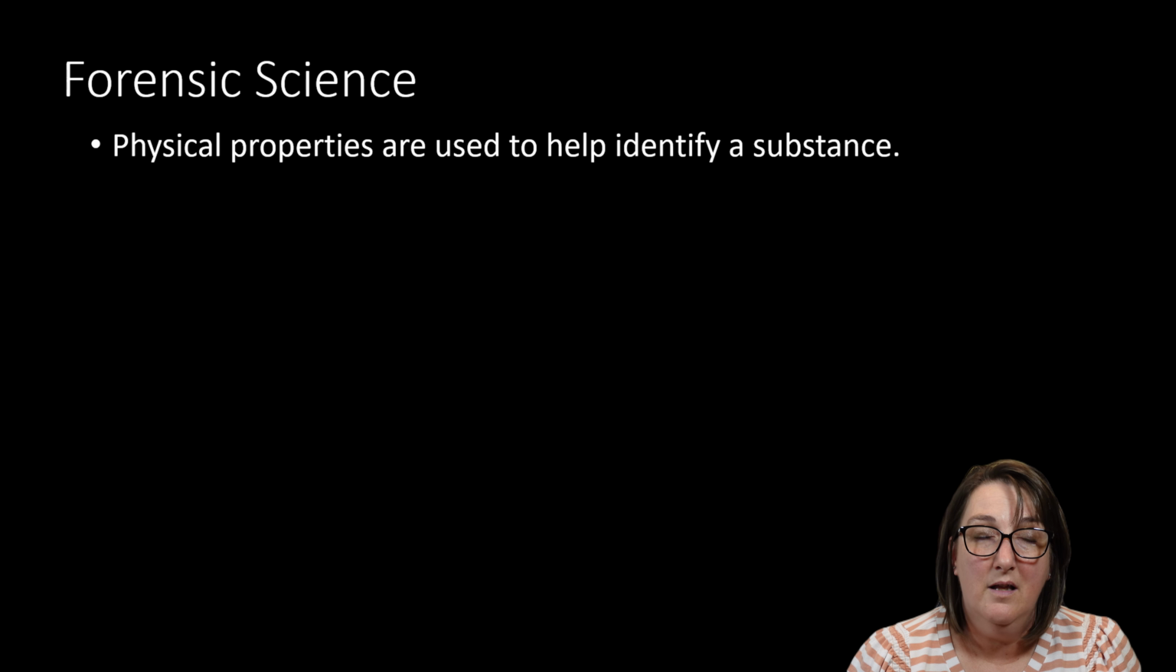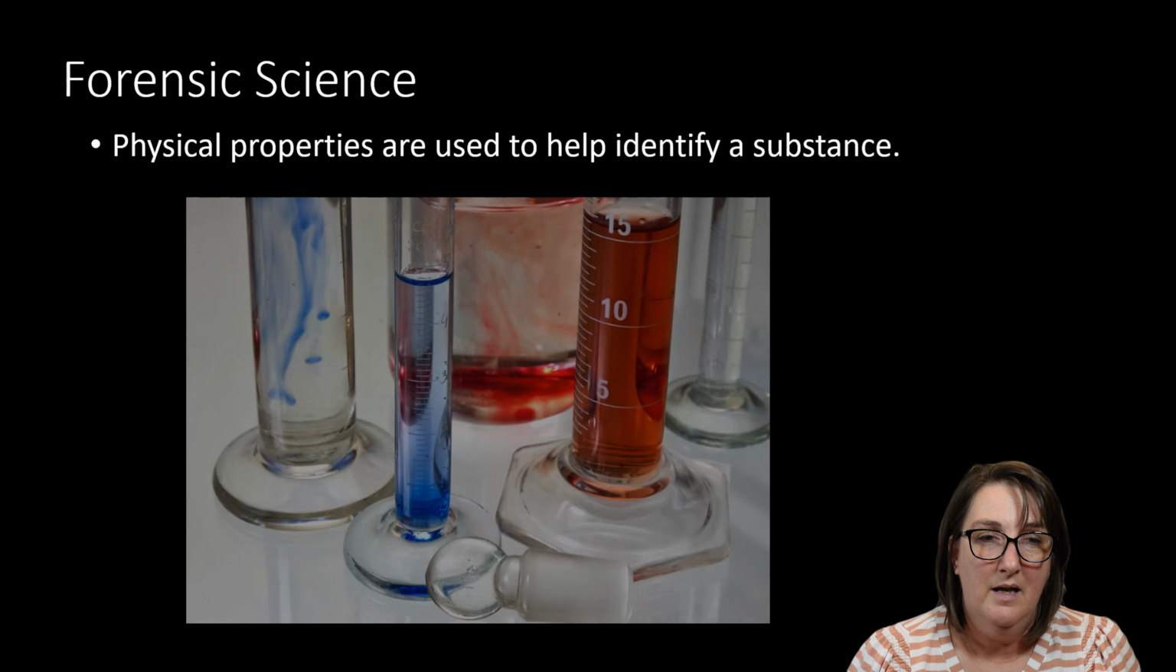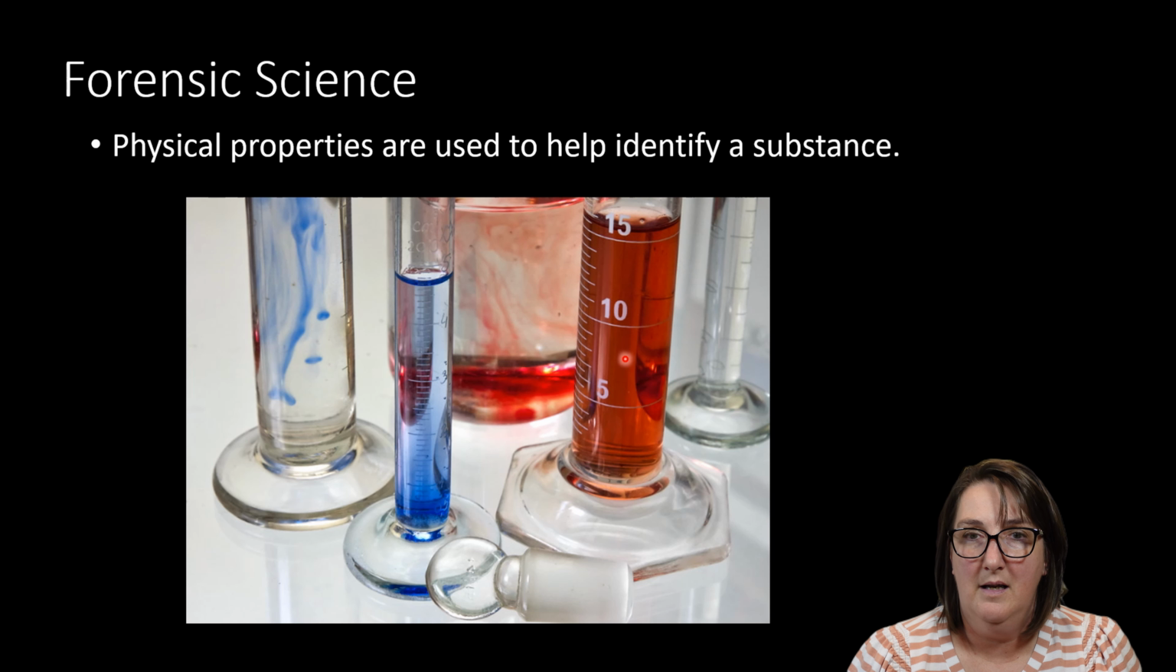Forensics are going to use this a lot. They're going to use these properties to help identify a substance. So if you're given something at a crime scene and it's a fluid and you don't know what it is, you're not going to taste it, you're not going to smell it, you have no clue. So you have to be able to do tests on it. You're going to see a density test, a melting test, a boiling test, all of these physical properties to figure out what it is.